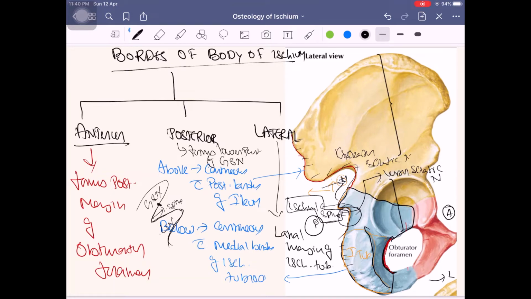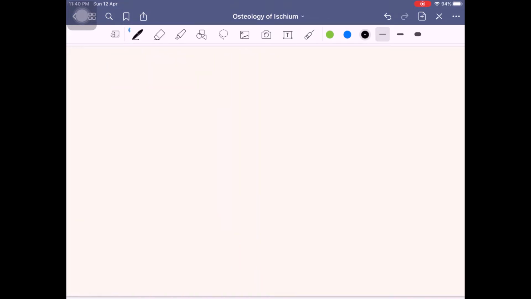Okay, so I already told you about the lateral border. Lateral border forms your margin of the ischial tuberosity. Which margin? This one. That is your lateral margin of ischial tuberosity. So this finishes your borders of the body. Next we go to the surfaces.